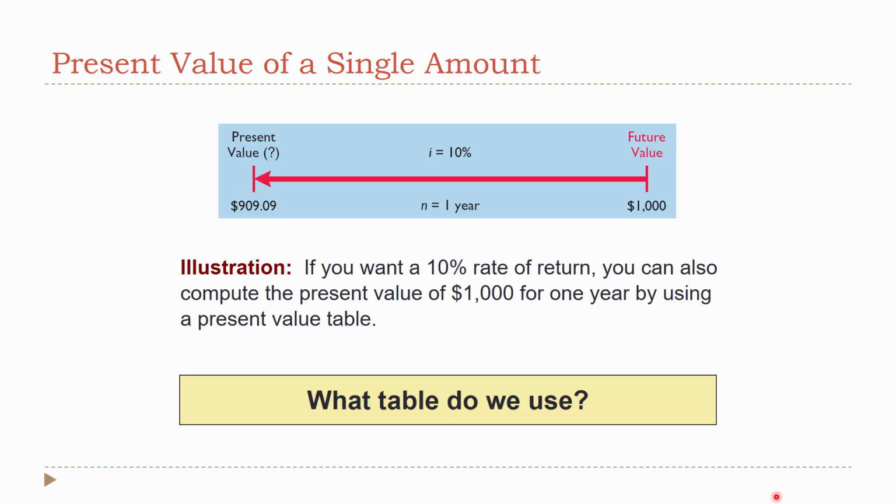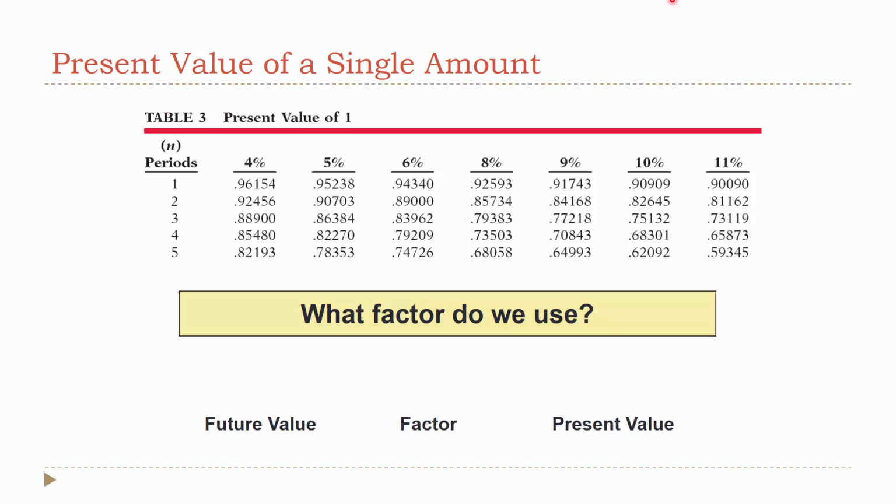Okay. We could also use tables to calculate present value. So present value of a single sum is found in table number 3. So again, we could take our 10% interest rate for 1 period, we find our factor, our future value times the factor, not divided, also gives us the $900.